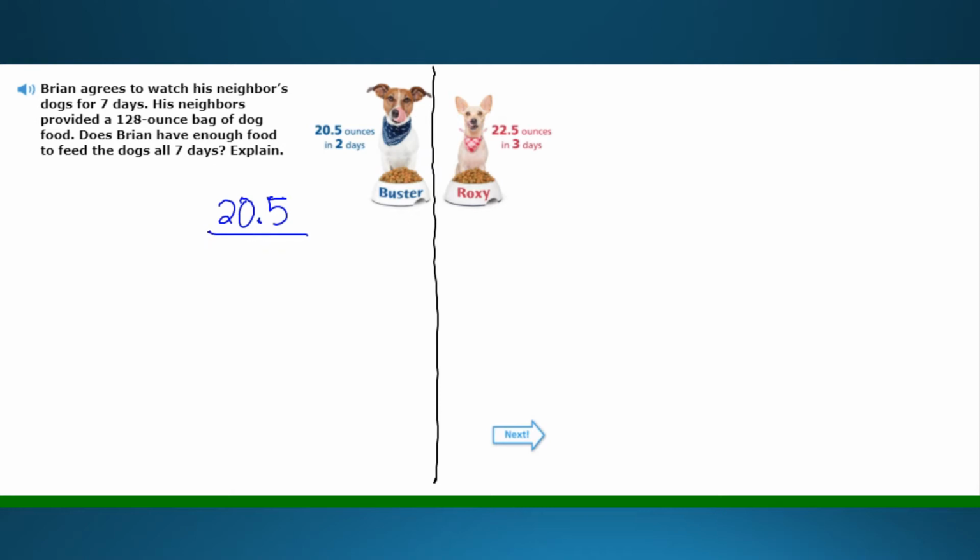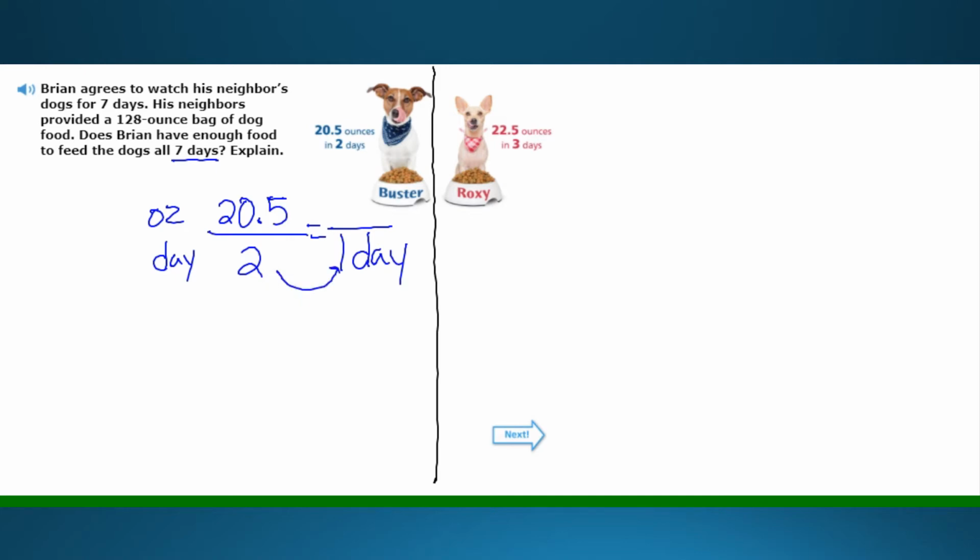So I'm going to set it up as a unit rate problem. So we know 20 5/10, that's ounces, and then 2 is days. And the reason we are putting days in the denominator is because that's what we need to get to 1, because it's asking us how much the dog needs in 7 days. So to figure this out, we need to make sure we have days as 1. So just like the first example, we know we tried to get days to 1. So you had to think, well, what did I do to 2 days to get to 1 day?